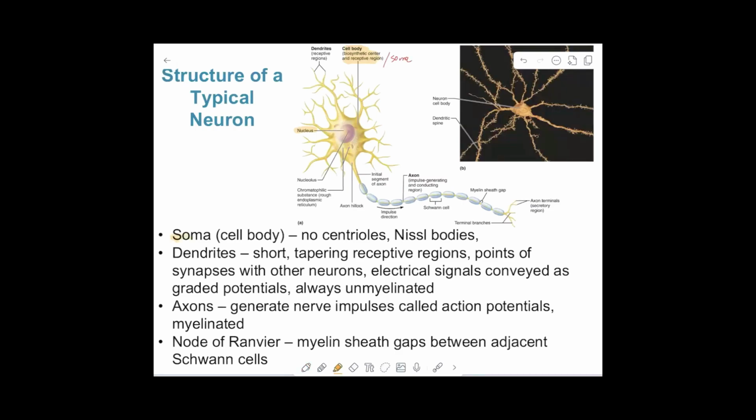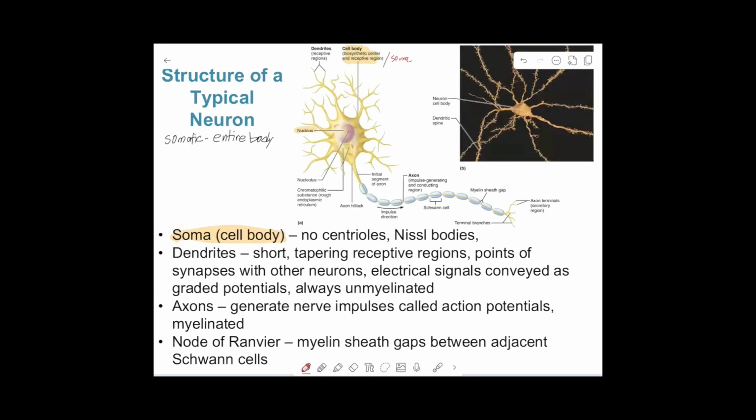And so, the soma or cell body, you need to remember that the word soma does not mean the same thing as somatic. Somatic typically refers to the entire body, not just one single neuron. So don't let that confuse you.